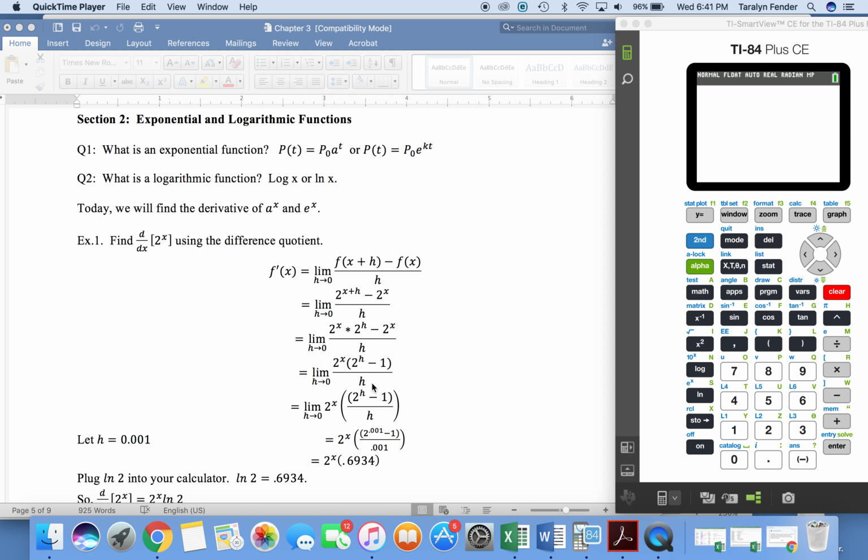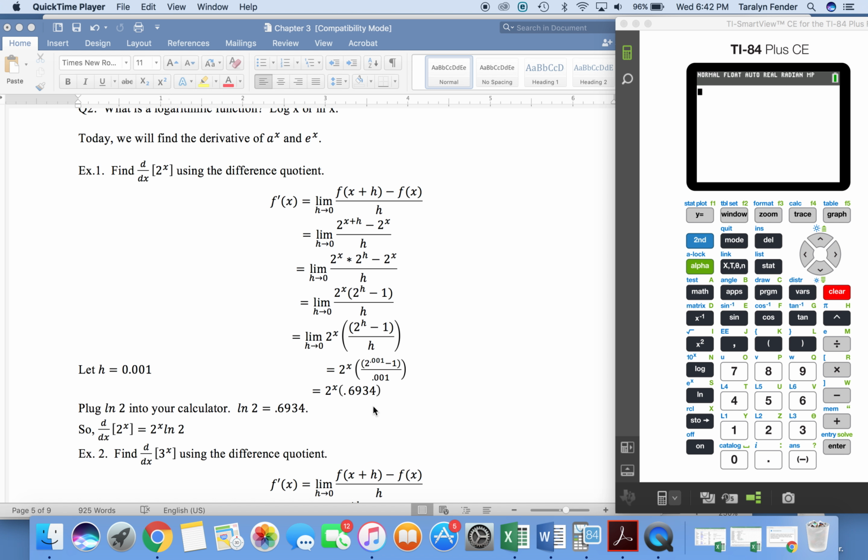So now I'm going to put this part together. And what does that part do when I let h equal 0.001? When I plug that into my calculator, I get 0.6934, which of course is rounded. That is not the exact value, but it's a very close value. When you plug natural log of 2 into your calculator, you get that value. So what this means is that the derivative of 2 raised to the x is equal to 2 to the x times the natural log of 2.